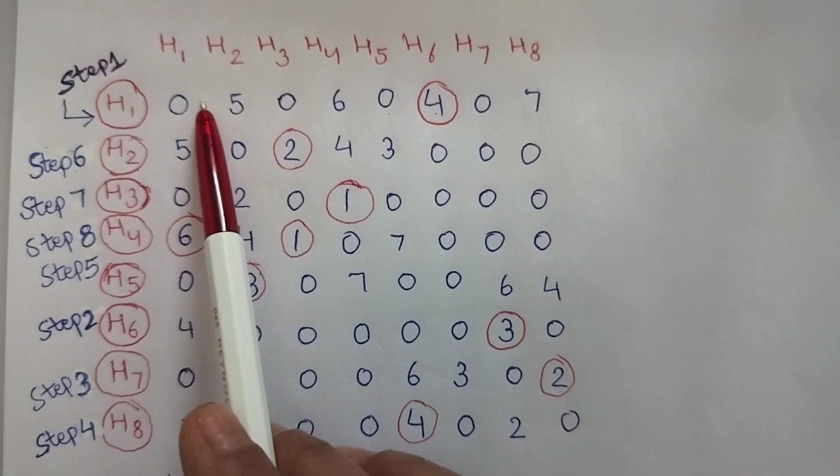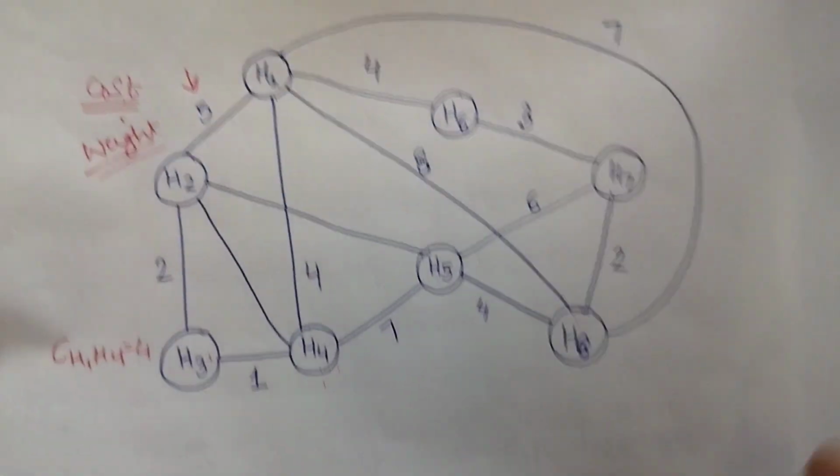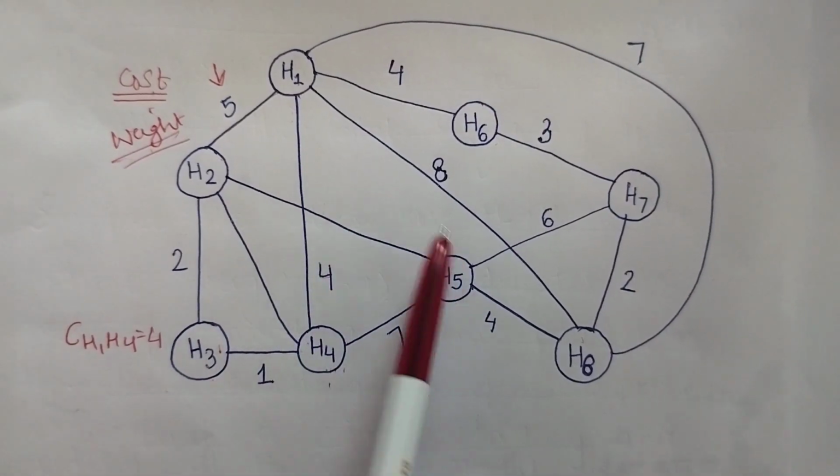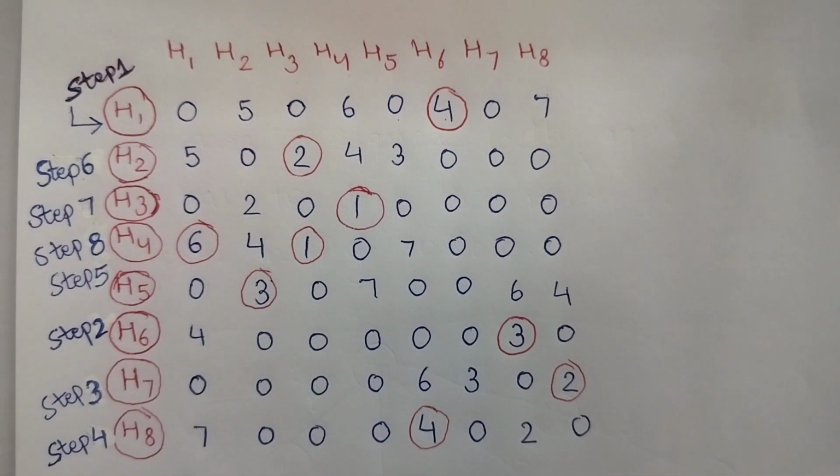Then the cost from H1 to H7 is 0, that we have mentioned here. So basically you do not have to do anything. The cost is already provided to you from one city to another. You simply have to put it in this two-dimensional matrix.